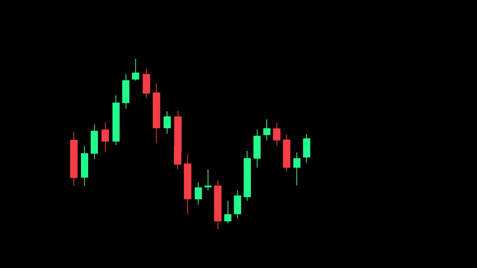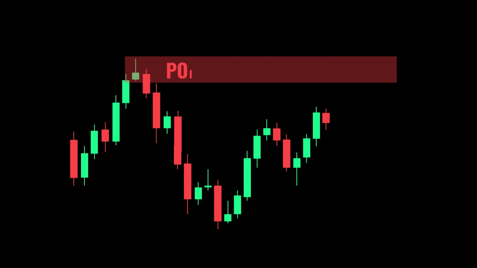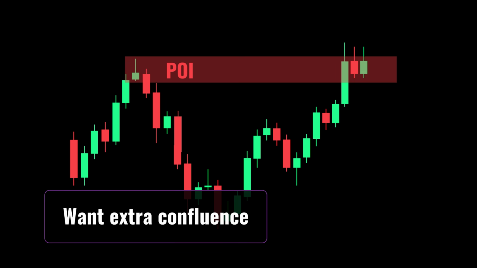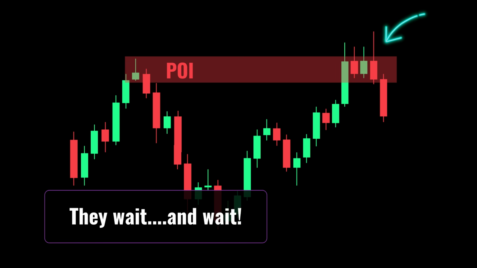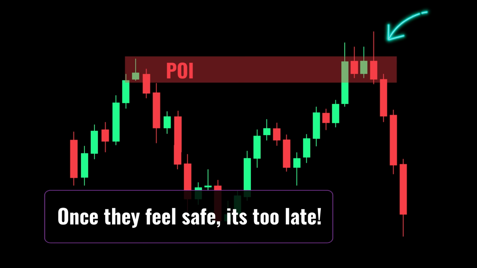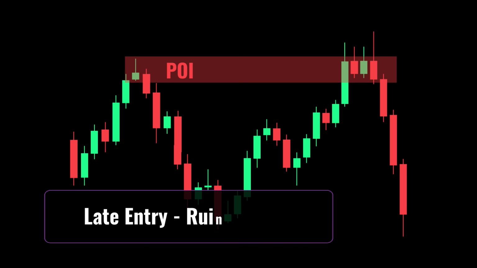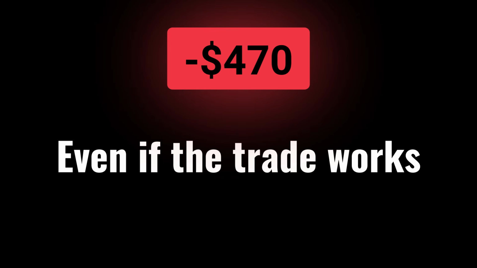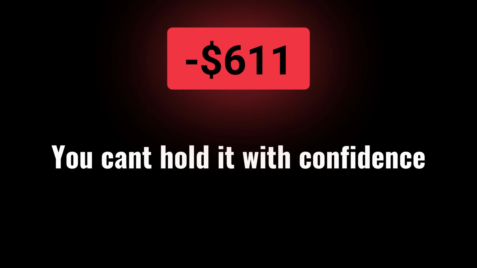Because after getting burned on early entries, most traders do the opposite. They hesitate, they wait to see more confirmation, they want extra confluence. So they wait, and by the time they feel safe, the move is already gone. The entry is late, the R&R is ruined. And even if the trade works, you can't hold it with confidence. So what's the fix? Know your model.